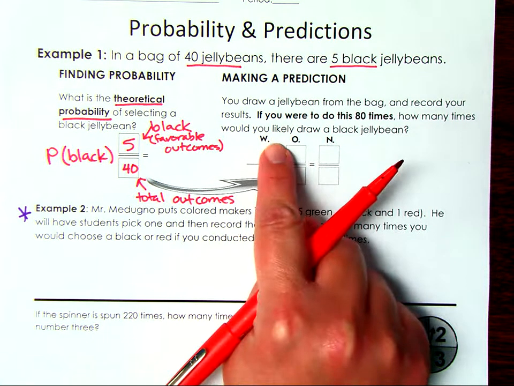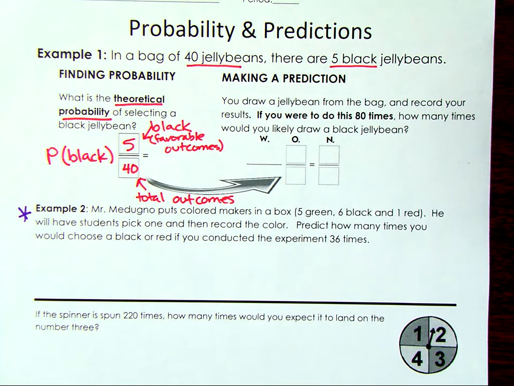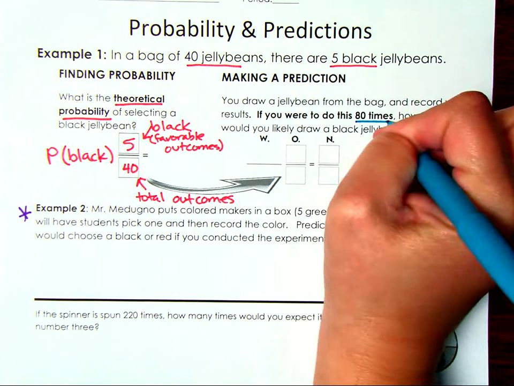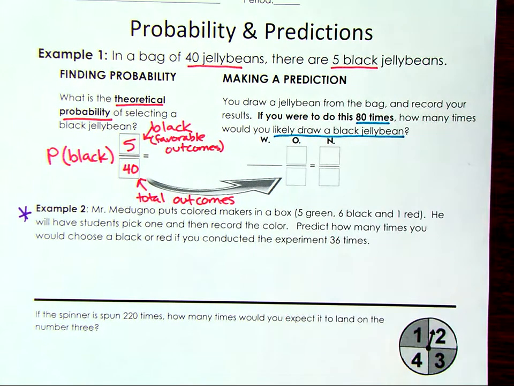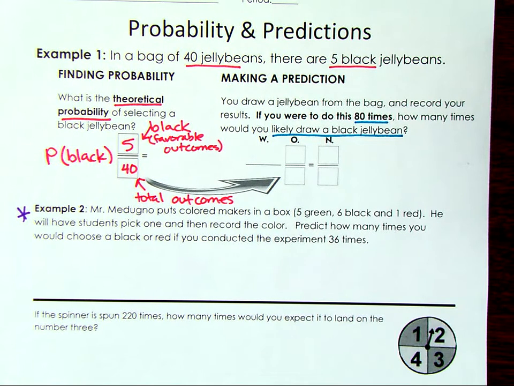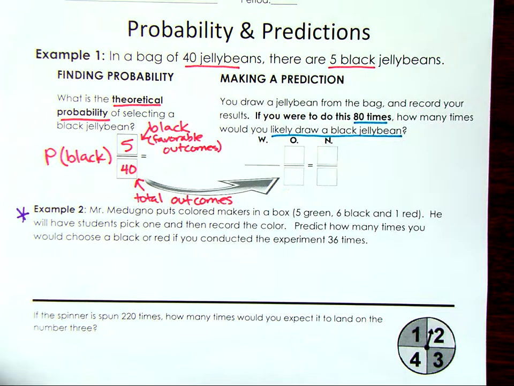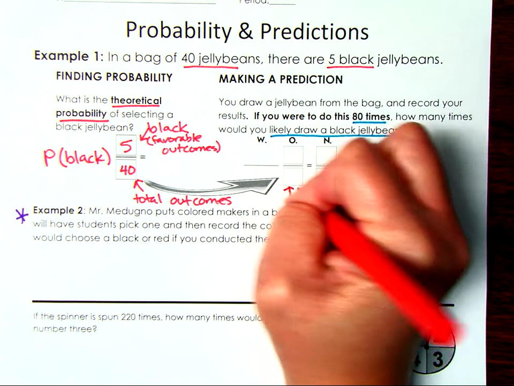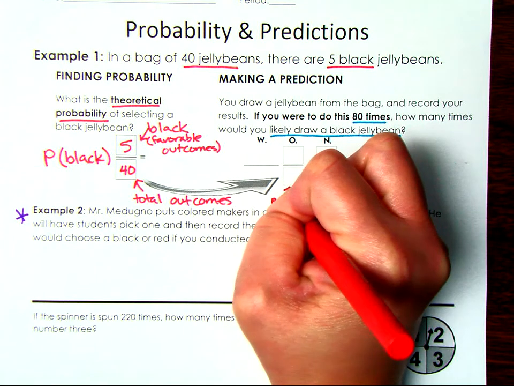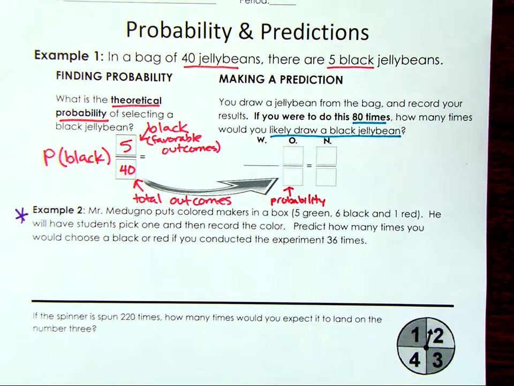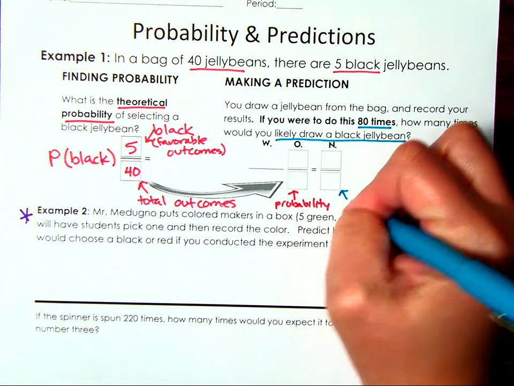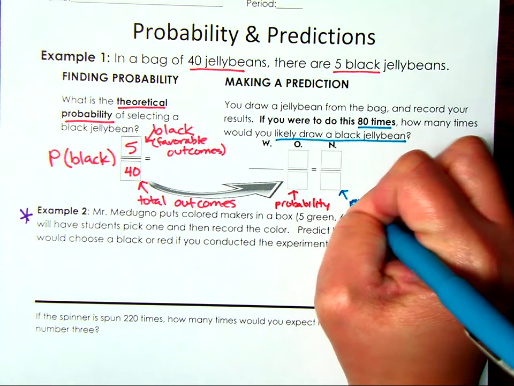So now we're going to make a prediction. If we draw a jelly bean from the bag and record the results, and we were to do this 80 times, how many times would you likely draw a black jelly bean? Now again, this is making a prediction. So this first original ratio is going to be our probability, and the second ratio is going to be my prediction.